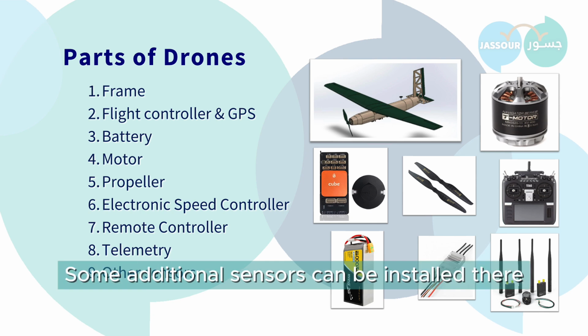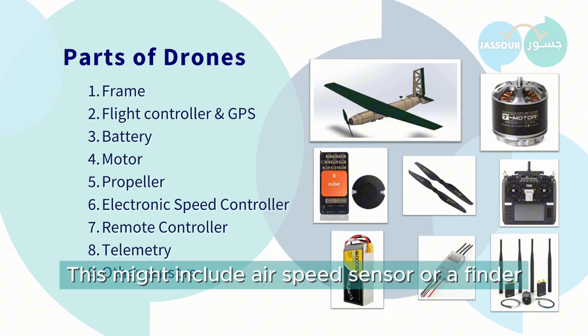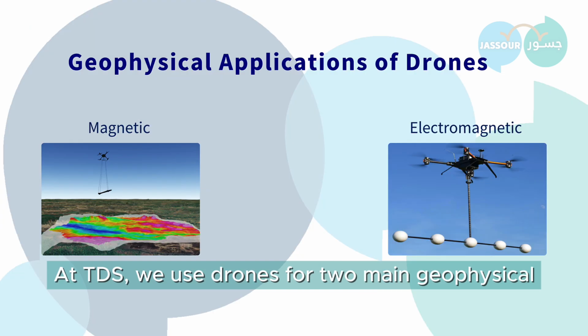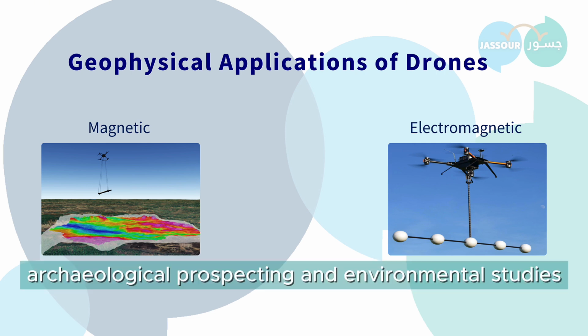Some additional sensors can be installed on the drone depending on the mission. This might include an airspeed sensor or rangefinder, which help to avoid obstacles. At TDS, we use drones for two main geophysical methods: magnetic, which is used in mineral exploration, archaeological prospecting, and environmental studies.